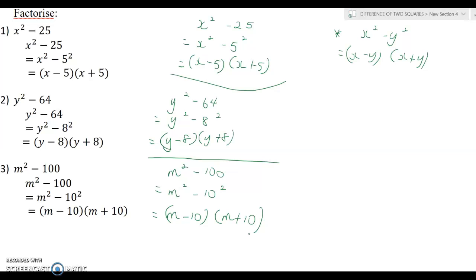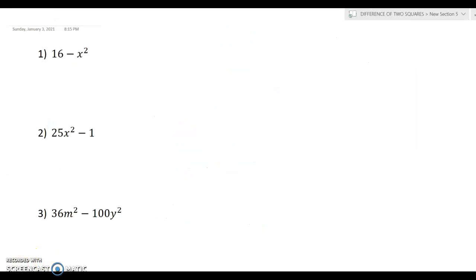So you should recognize a pattern by now, right? So we'll look at 3 more examples. So again, this is to factorize. Now these may look a little bit different, right? But again, you need to recognize square numbers, right?